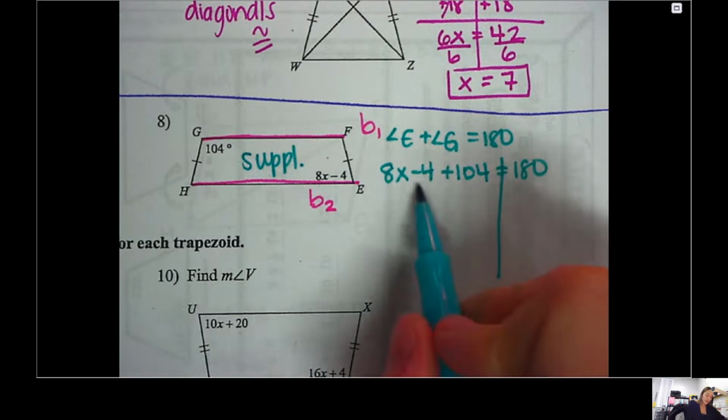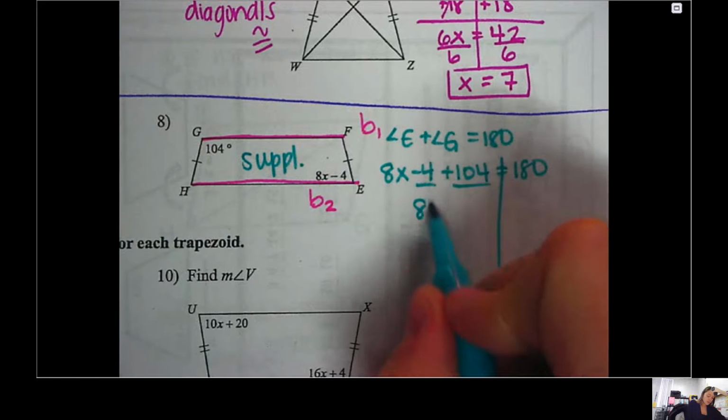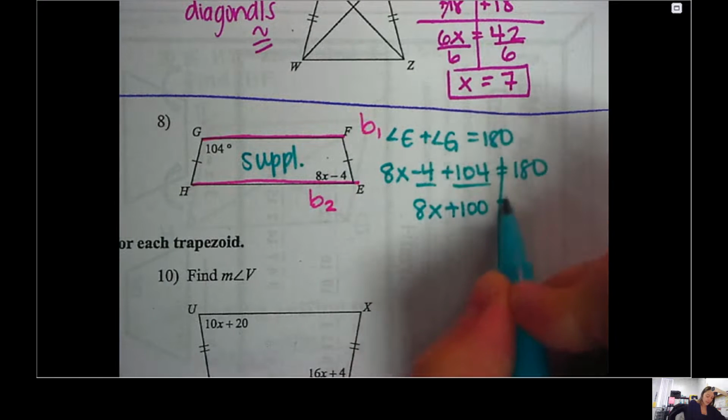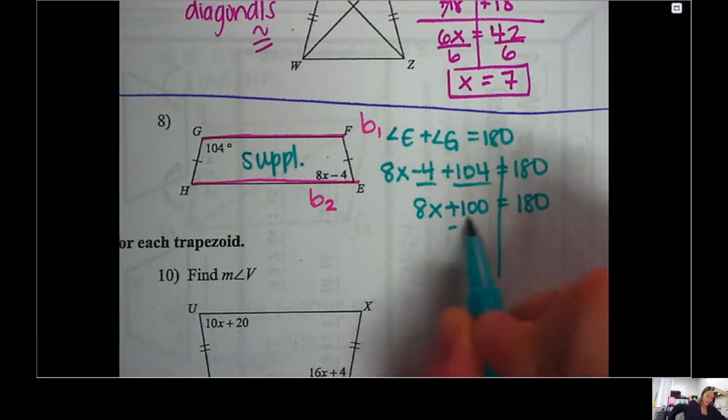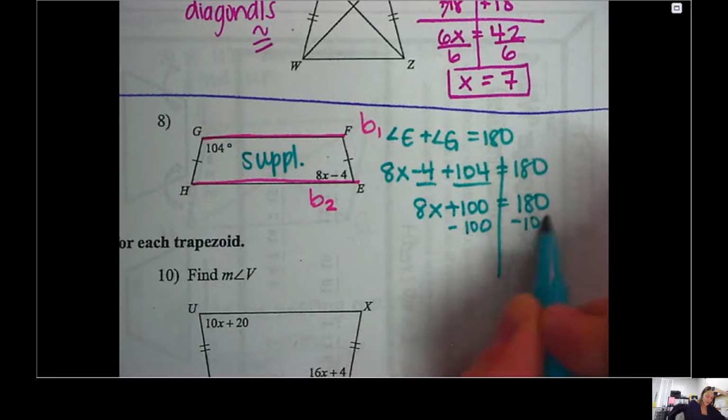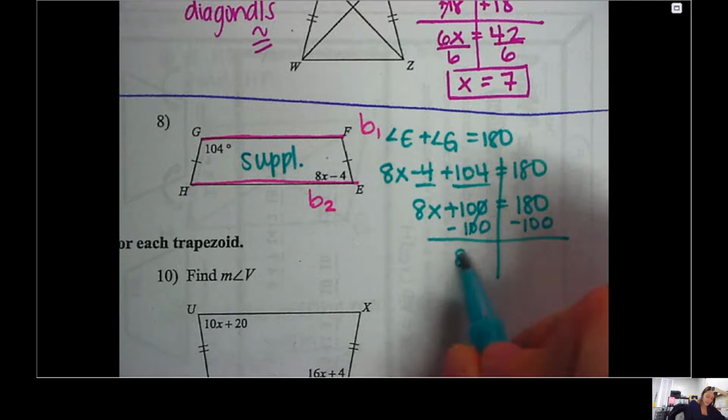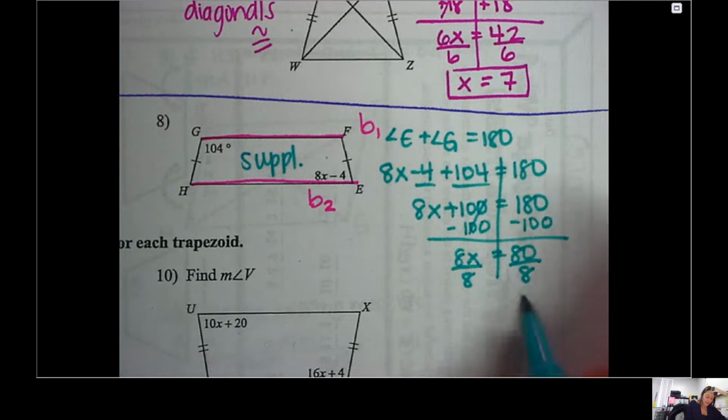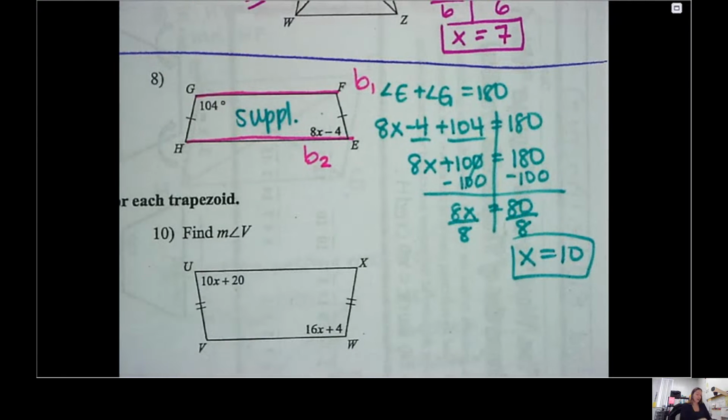So I'm going to start by combining like terms. This gives me 100. Then I subtract my constant from both sides. And then I divide both sides by 8. I get x equals 10. And then I'm done. All right, last two.